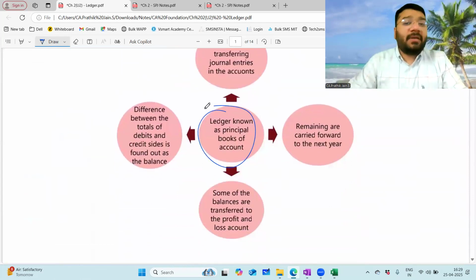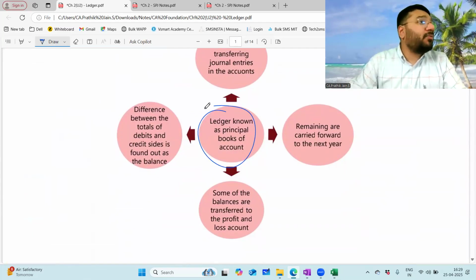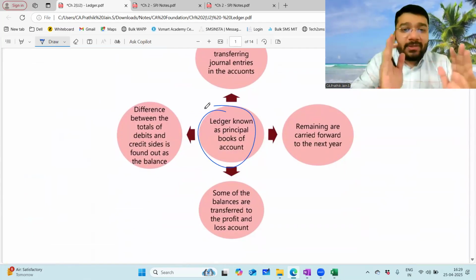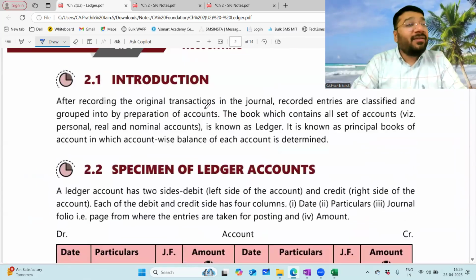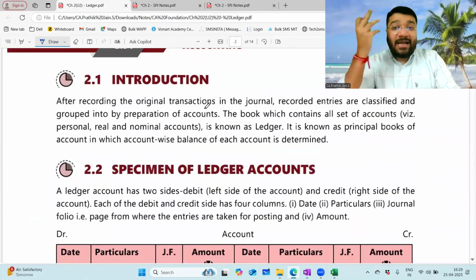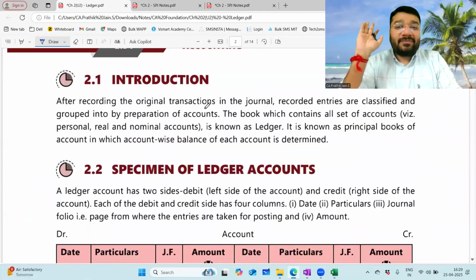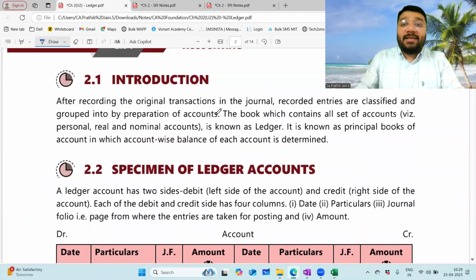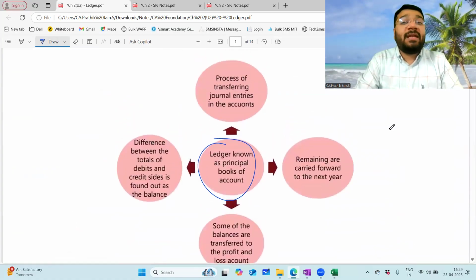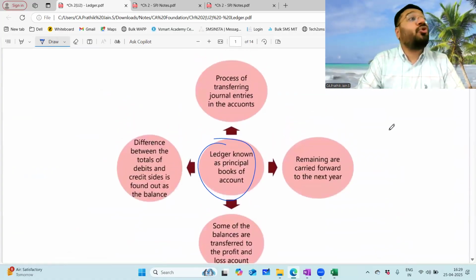Ledger is known as principal book of accounts. The problem is we don't focus on this part. What do we do? Some diagram is given, right, so we go to see that. So that important part was there and we missed it. Some places you are lucky that they might repeat it here. If they're repeating here, well and good. Otherwise, gone. So my suggestion is, whenever any diagram or chart is given, always go through that.